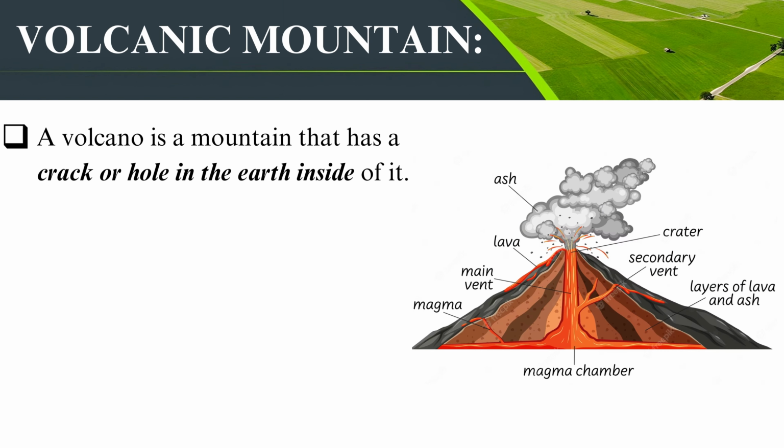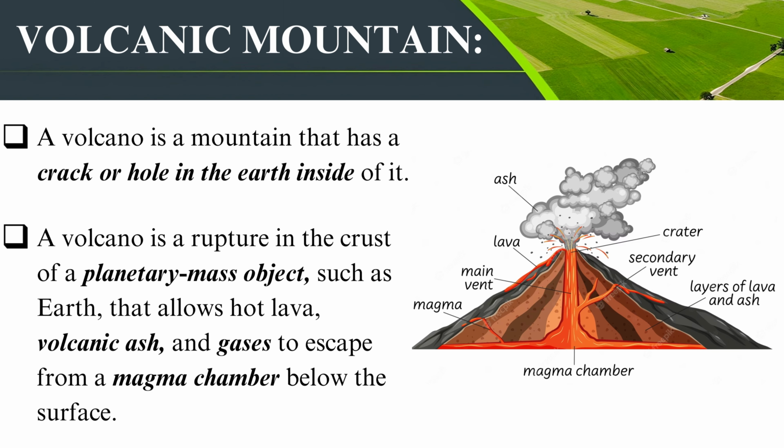Volcanic mountain. A volcano is a mountain that has a crack or hole in the earth inside of it. A volcano is a rupture in the crust of a planetary mass object such as Earth that allows hot lava, volcanic ash, and gases to escape from a magma chamber below the surface.